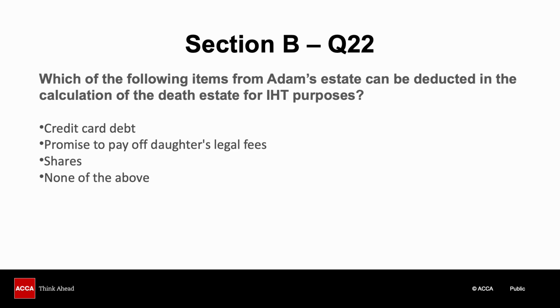So we did have some information about the legal fees. We were told in the scenario that they'd been subject to a verbal agreement to pay that off for his daughter. So Adam had promised to pay the daughter's legal fees off, and they were £700. Credit card debt was £3,750. The shares were £22,000, or we could go for none of the above. So the one that we can deduct there is the credit card debt.